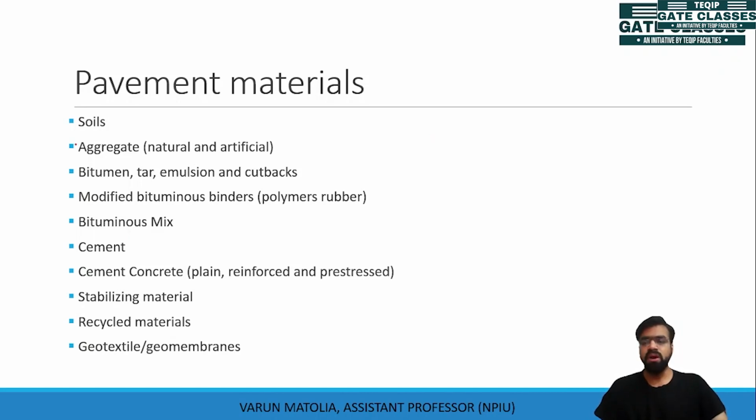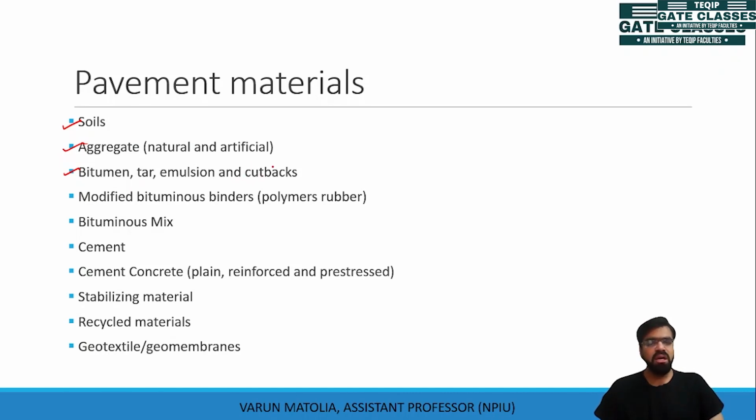First, the most important is your soil. Your subgrade, your shoulder, the soil is used. Then aggregates. Aggregates are mixed with binders and are placed on the surface. They are used in base and sub-base course. Aggregates may be natural or artificial. Then we have bitumen, tar, emulsion or cutback. We will study when we will talk about bitumen, about tar, emulsion and cutbacks.